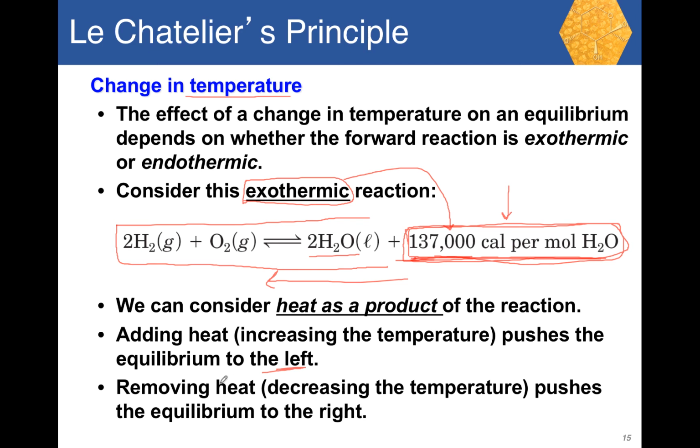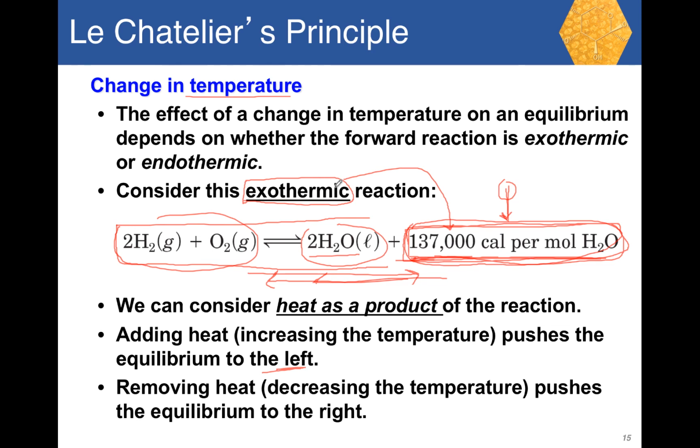As you can imagine, removing heat, lower temperature, will cause the reaction to go to the right. So once again, you need to get a good concept or visual of this. It's the same aspect here, reactants to give products, but here we are including heat as a product. So if you increase this product, the reaction will shift to your left. We can increase this by adding heat, or if you decrease the temperature, take away the heat, the reaction will proceed to the right. We call this an exothermic reaction.